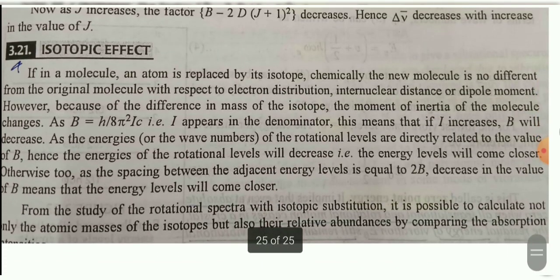Next heading 3.21. Isotopic effect. If in a molecule an atom is replaced by its isotope, chemically the new molecule is no different from the original molecule with respect to electron distribution, internuclear distance or dipole moment. However, because of the difference in mass of the isotope, the moment of inertia of the molecule changes, as B equals h upon 8 pi square I C, that is, I appears in the denominator. This means that if I increases, B will decrease. As the energies of the rotational levels are directly related to the value of B, hence the energy of the rotational levels will decrease, that is, the energy levels will come closer. Otherwise too, as the spacing between adjacent energy levels is equal to 2B, a decrease in the value of B means that the energy levels will come closer.